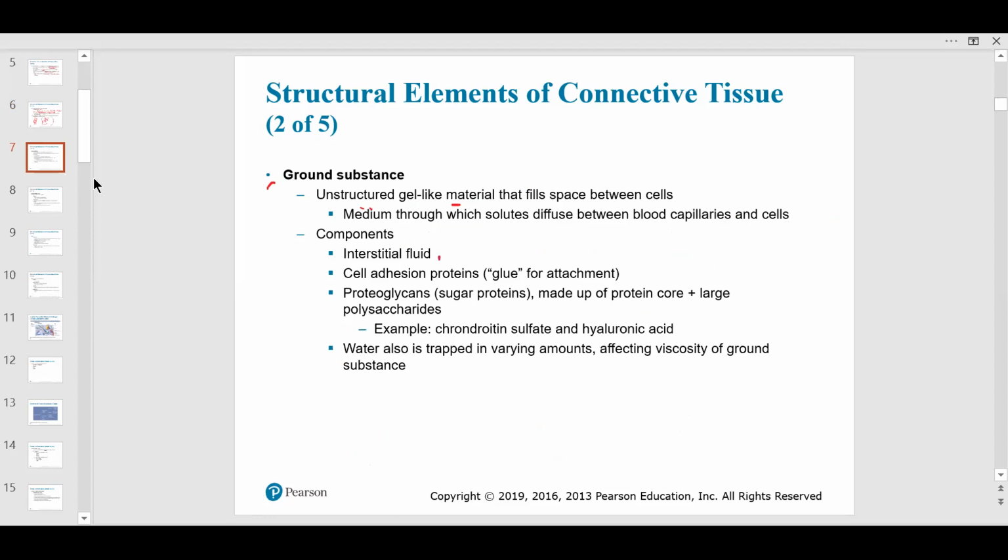You know, ECF is interstitial fluid. That's between cells. Adhesion proteins are more for attaching cells. And proteoglycans, don't worry about that, but we talked about that when we did the cell membrane, right? The glycocalyx. And one example of proteoglycan is hyaluronic acid, which is basically a building block for cartilage, or chondroitin sulfate.